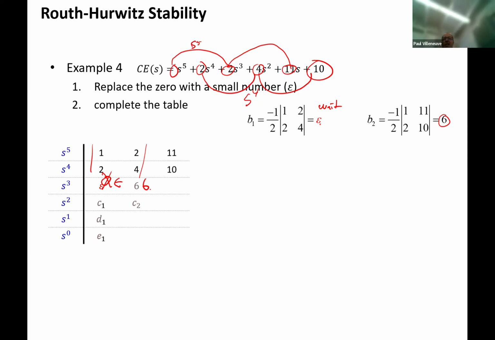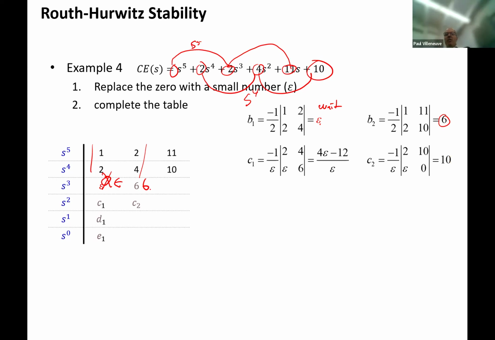Now I'm going to go ahead and calculate C1, but using that term E, the variable E, instead of 0. So now I've got to do a little more math: 4E minus 12 divided by E. It may not be pretty, but I can still do the calculation.